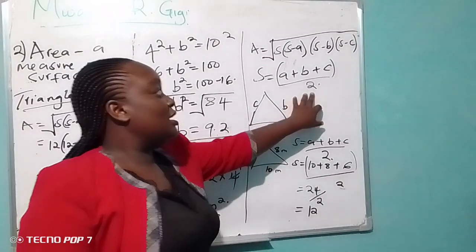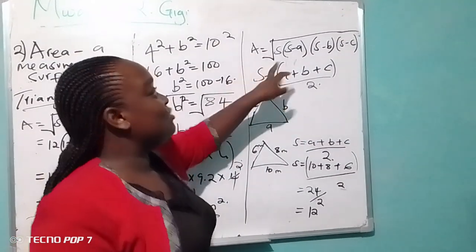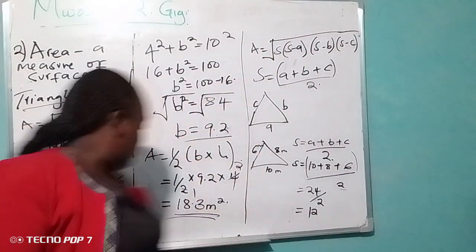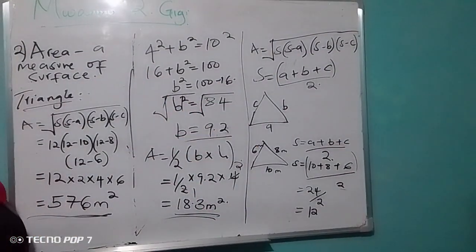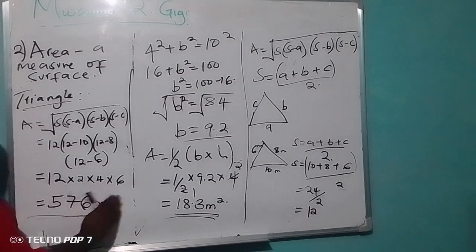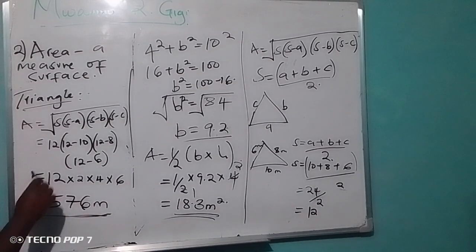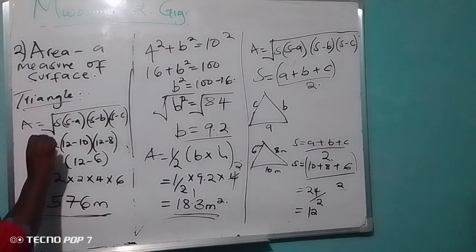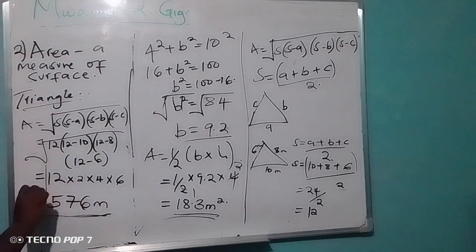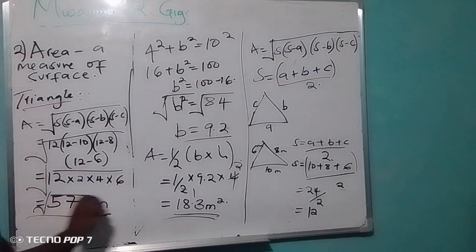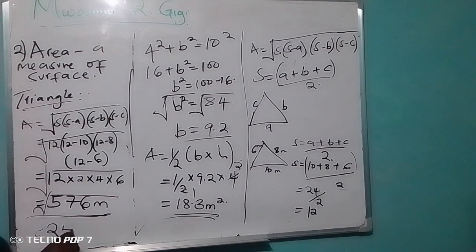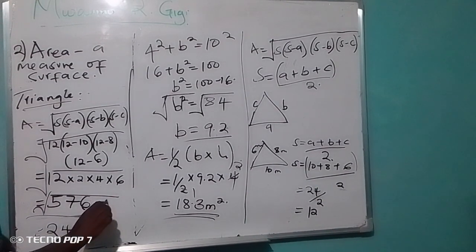Sindio? You find S. So area is equals to the square root. Umefanya the square root. Square root. Inakuwa ngapi? 24 meters squared.